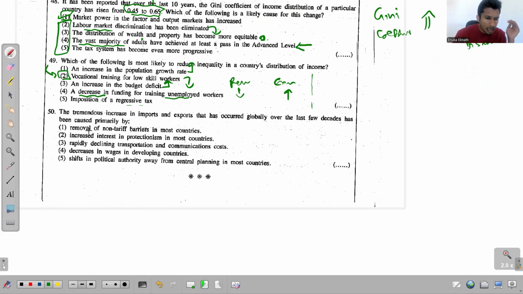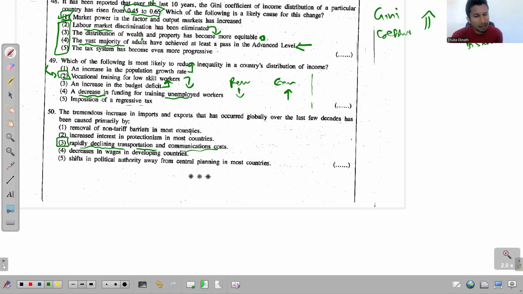the first one, removal of non-tariff barriers in most countries. No, most countries didn't have those non-tariff barriers. I mean, to a certain extent they had, but from the provided answers, the one that they have selected is this, the rapidly declining transportation and communication cost.